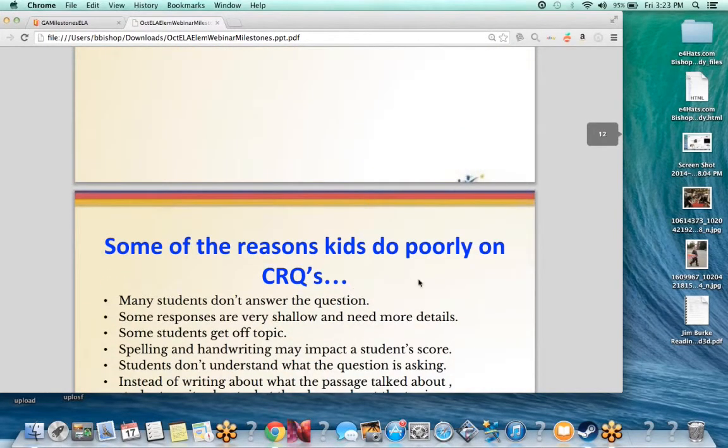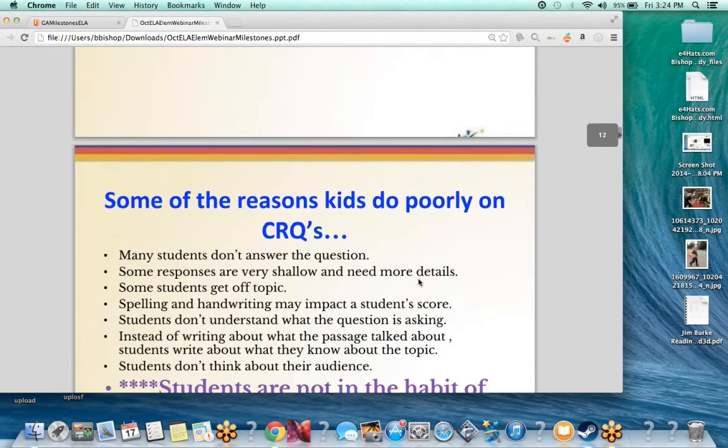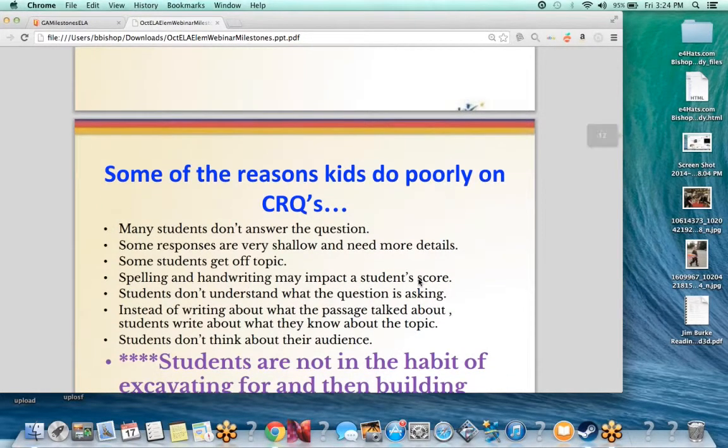Sometimes the students just don't answer the question, and they go on to write something that might actually be really well written, and might include some really critical thoughts, but they simply don't answer the question. Some students provide an answer that they believe is enough, but we can see that it's shallow and needs more details. Sometimes the students, just in being nervous or not seasoned with these kinds of questions, get off topic as they're writing. Sometimes the conventions and the handwriting simply are not supporting being able to be assessed. Sometimes it really does impact a student's score.